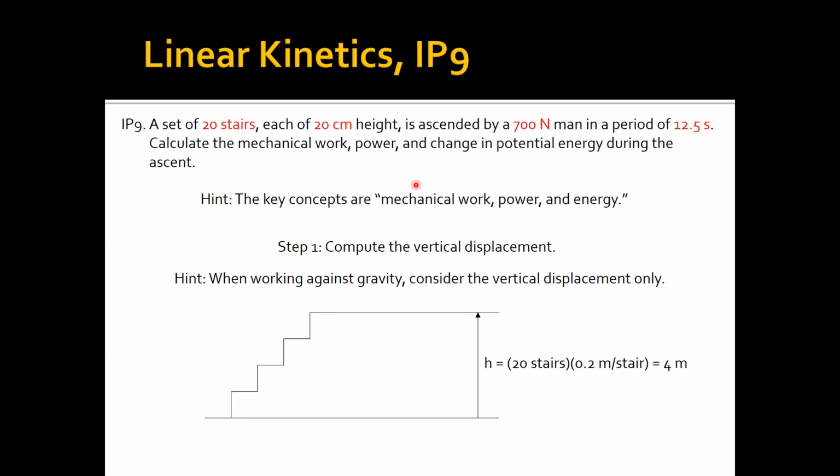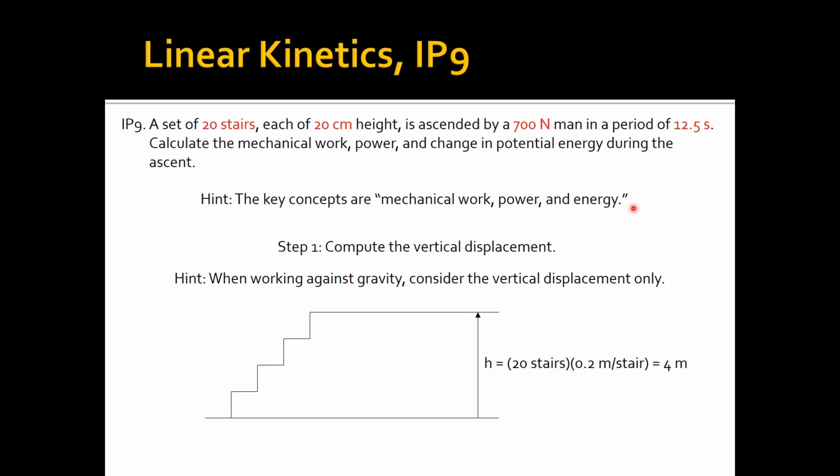There is a set of 20 stairs, each 20 centimeters in height, ascended by a 700 Newton man in a period of 0.5 seconds. Calculate the mechanical work, power, and change in potential energy during the ascent. As I mentioned earlier, this is a concept of mechanical work, power, and energy.